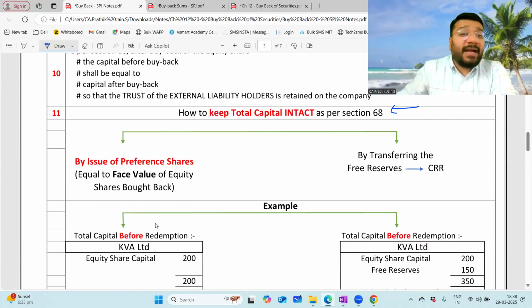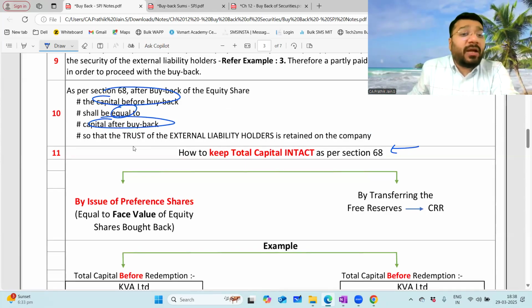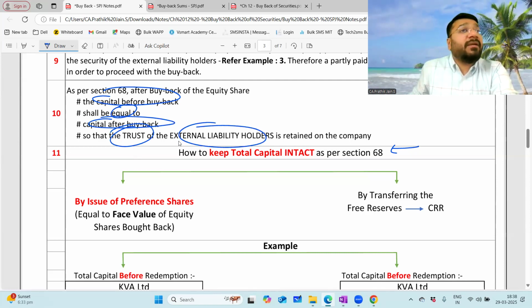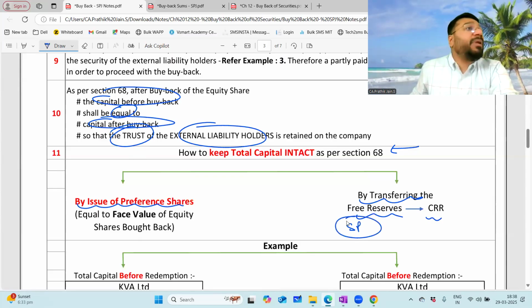Section 68 says that you have to keep the capital before the buyback equal to the capital after the buyback, so that the trust and the security of the external liability holders are retained. For that reason, Section 68 suggested how many alternatives? Two options, two alternatives, two methods. One is by way of issuing preference shares. Second is transferring the free reserves to CRR. Only for the purpose of Section 68, free reserves include security premium. Am I clear?